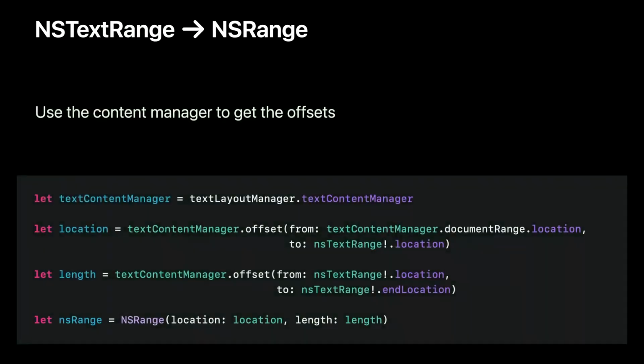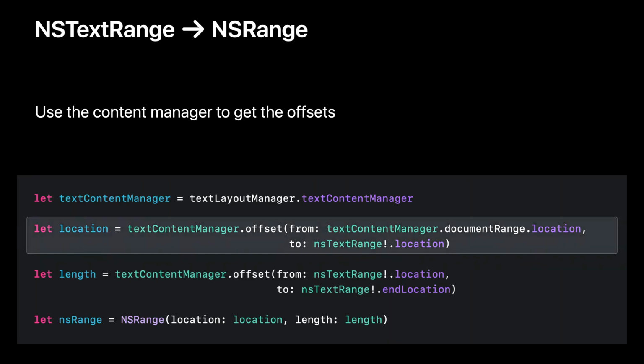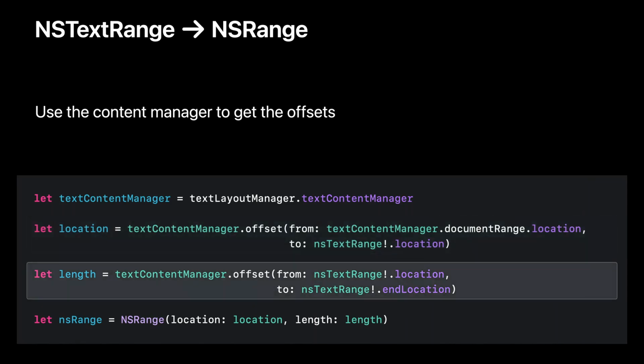To go in the other direction, use the text content manager to get two different offsets. The NSRange's location is the offset between the beginning of the document and the NSTextRange's location. And the NSRange's length is the offset between the start and end locations of the NSTextRange.